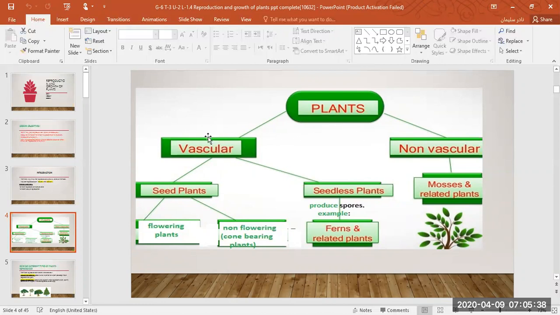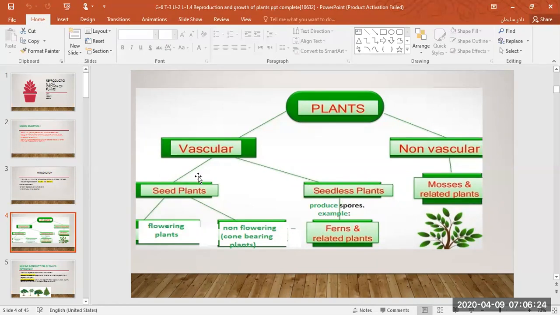If we speak about vascular plants, the plants with vascular tissues are classified into two types: the seed plants and the seedless plants. The seed plants, from the name, produce seeds, okay? And the seedless plants, from the name, are plants that don't produce seeds. Instead of this, these plants produce spores, and we are going to remember what spores are. So they don't produce seeds, they produce spores, like ferns.